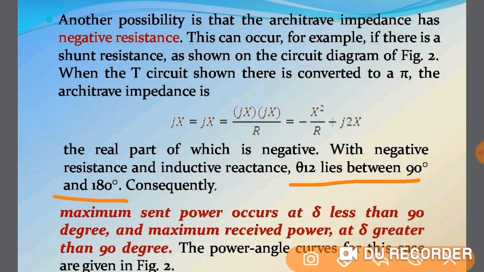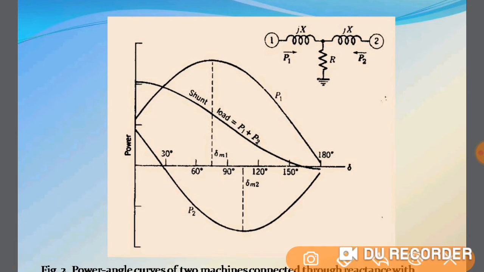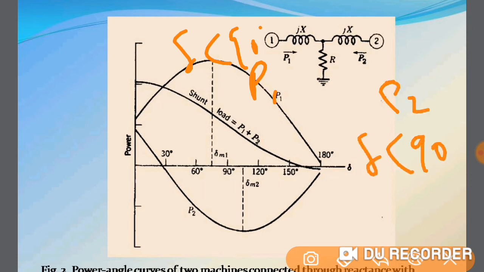So the maximum sent power will occur at del less than 90 degree. Opposite to the prior case, it is now del less than 90 degree, and received power will occur at del greater than 90 degree. This is exactly the opposite case of the previous case. Here you can see from the diagram itself that it has been divided into two reactances jX and a resistance R is connected in shunt to it. This makes it a negative resistance type of system, and in such a system for machine 1 the power P1 will occur at del less than 90 degree, whereas P2 will occur at del greater than 90 degree.